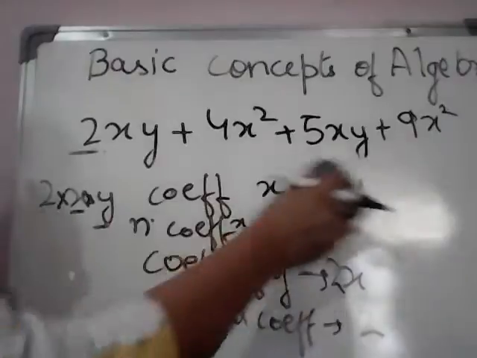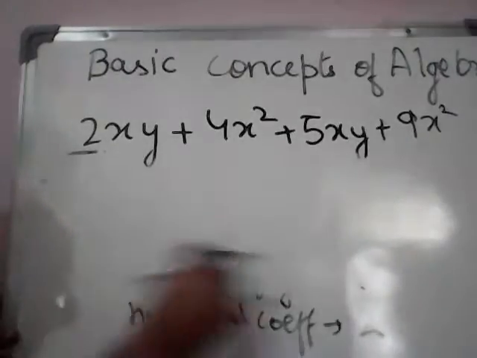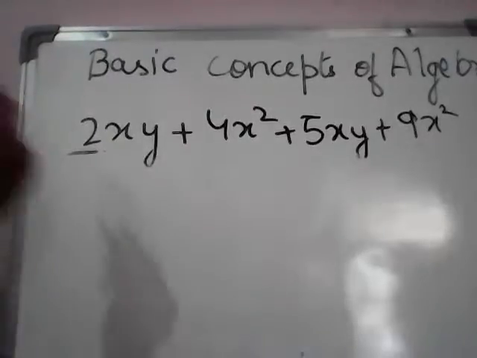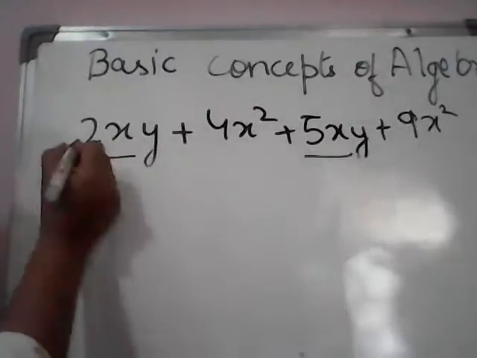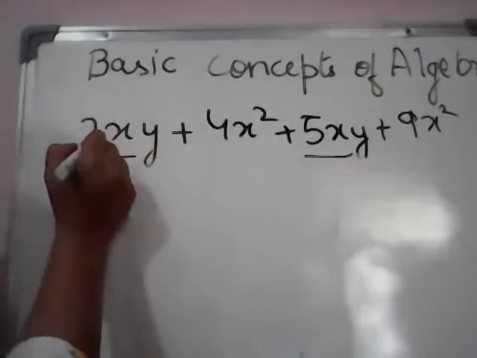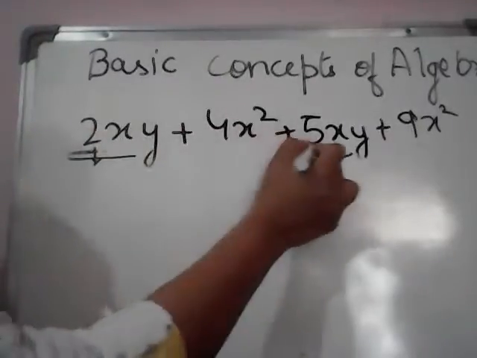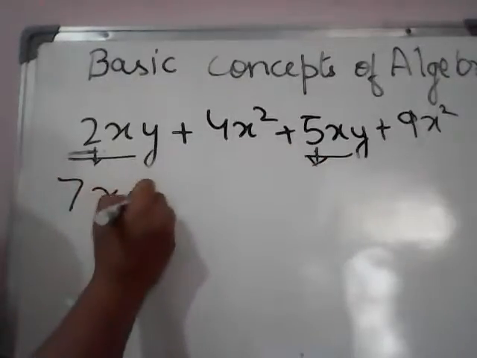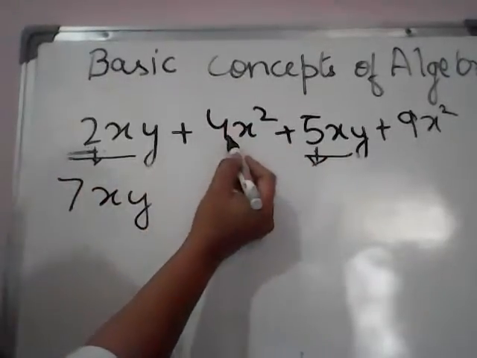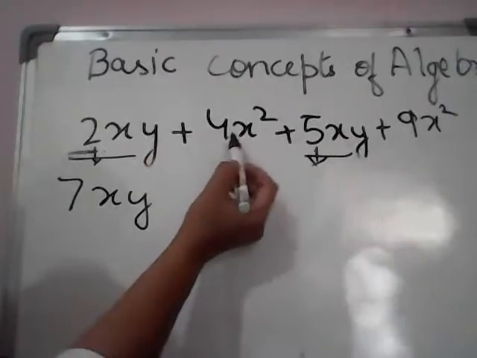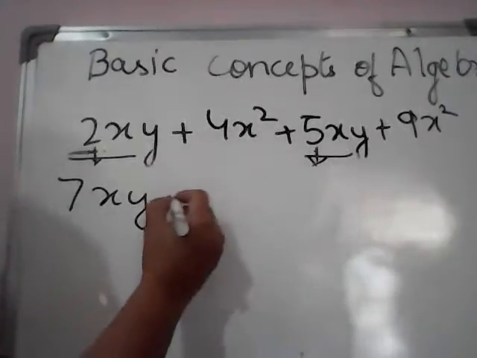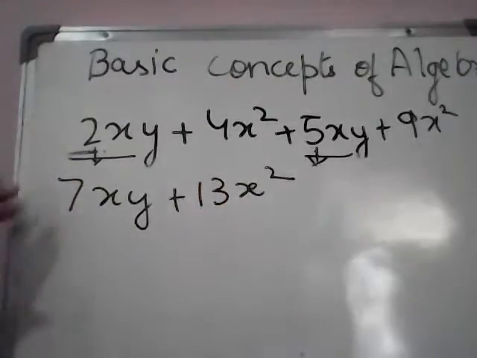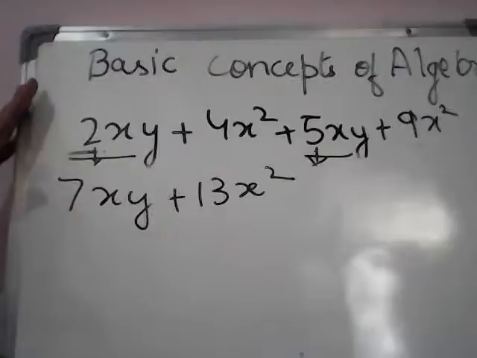So if we add in this expression, we will just add numerical coefficients of like terms. These two are like terms. We'll add their coefficients, that is numerical coefficient, that is 2 and 5. We'll add them. They'll become 7xy, and here we have these two like terms. We'll add them up, 4 and 9, we get 13x square. So this is how we add in expressions.